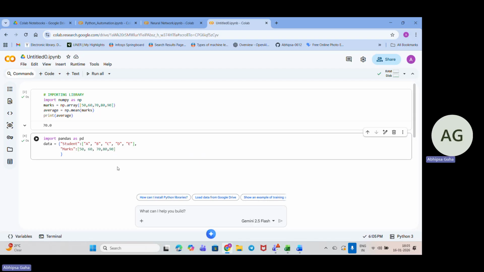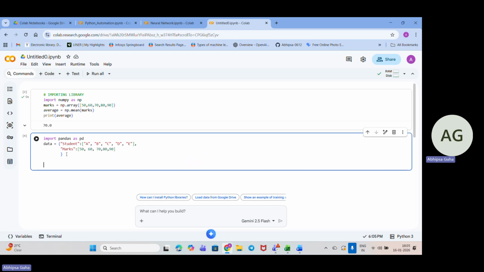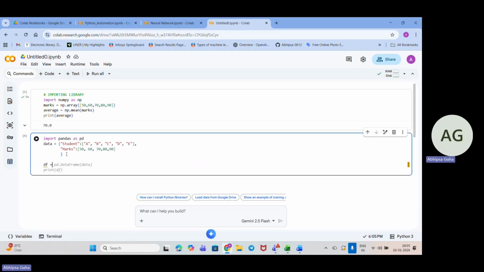Yeah. Right? So now I have created the table. Now I need to convert this to a data frame, right? I am converting it to a data frame. So I am using df equal to pd.DataFrame, and I am putting the data. I want to print the thing accordingly.